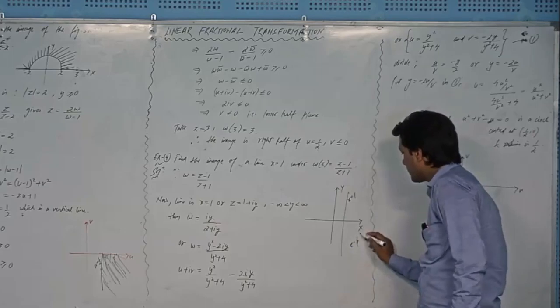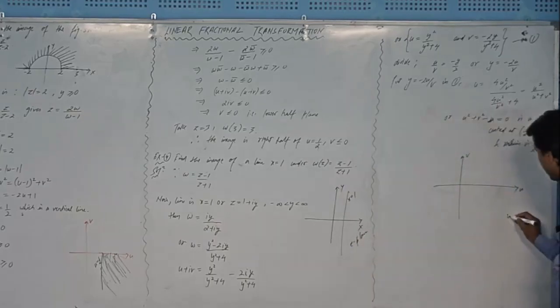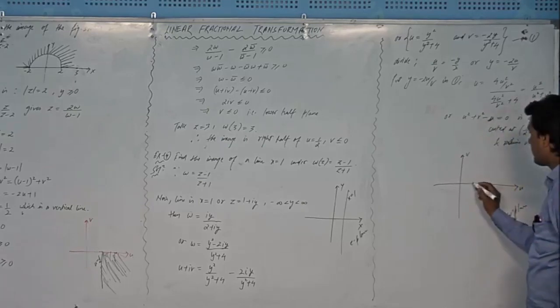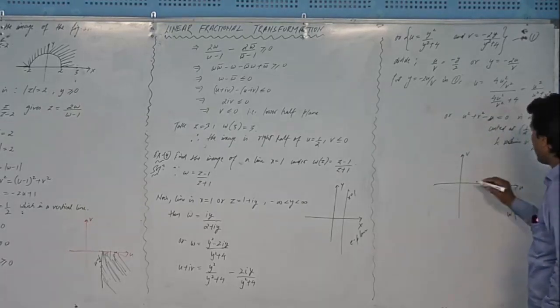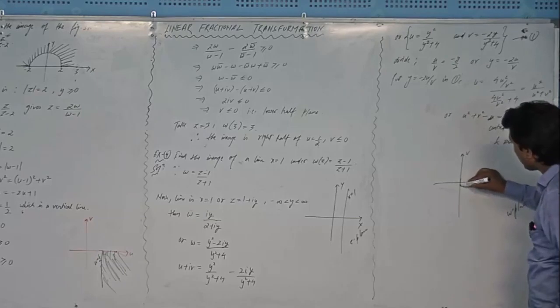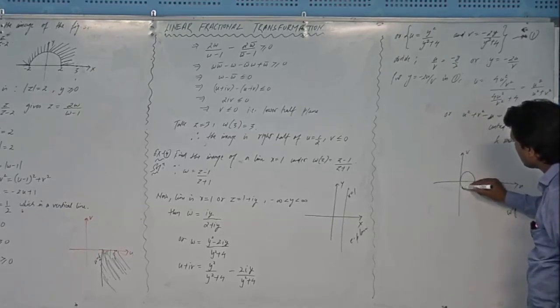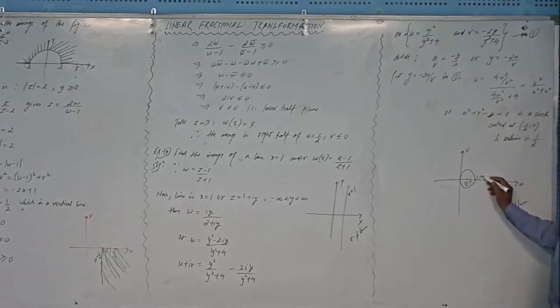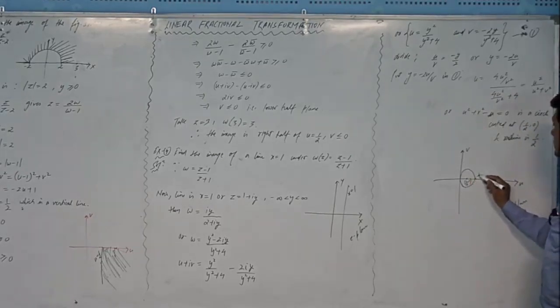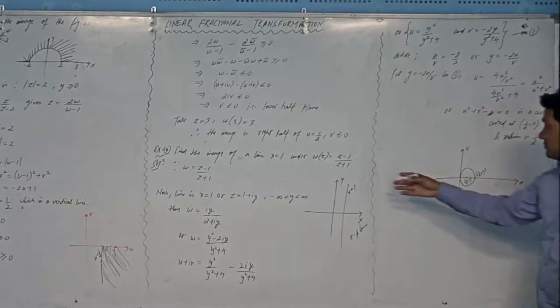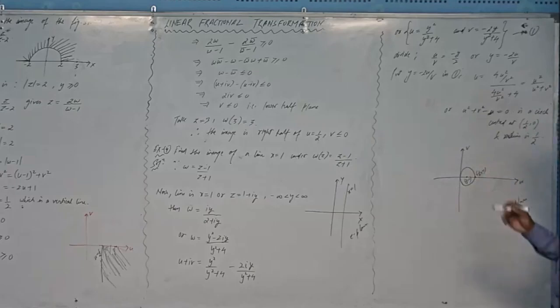And this is the z plane, and this is the w plane, and this is a circle centered at half comma 0. So half comma 0 will be here, right? And radius is half, so it will be touching your y axis, right? So this is the image, with center half comma 0 and radius half. You can see that this time the line has been mapped to a circle.